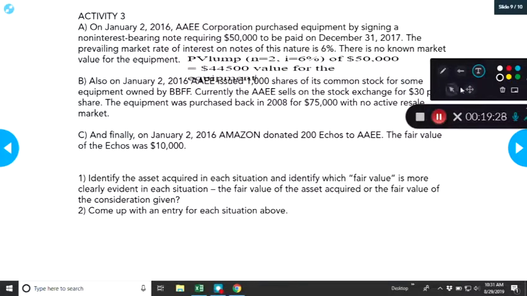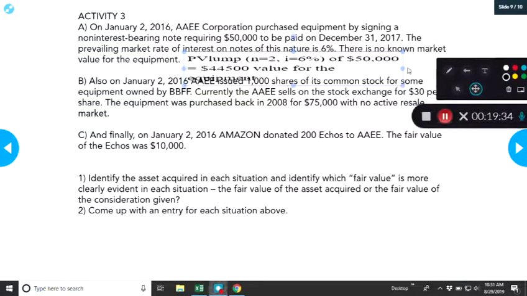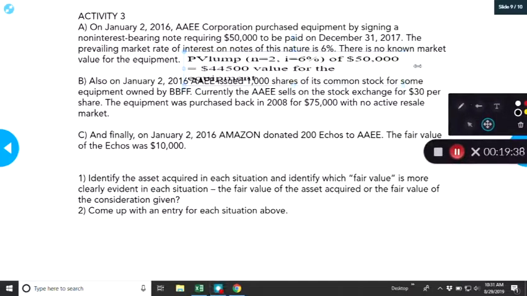On the next page, I'm going to put the entry. I don't really have room to put it here. But there's where we'd go with the value for this A, that equipment.